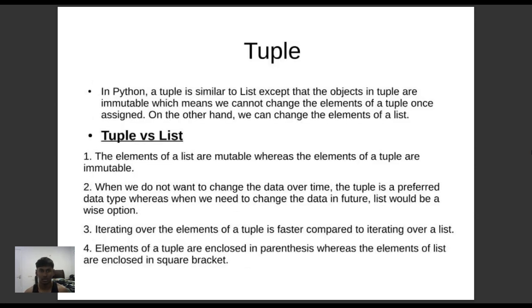Tuple. In Python, a tuple is similar to a list except that the objects in the tuple are immutable, which means we cannot change the elements of a tuple once assigned. On the other hand, we can change the elements of a list. Tuple versus list. The elements of a list are mutable, whereas the elements of a tuple are immutable.